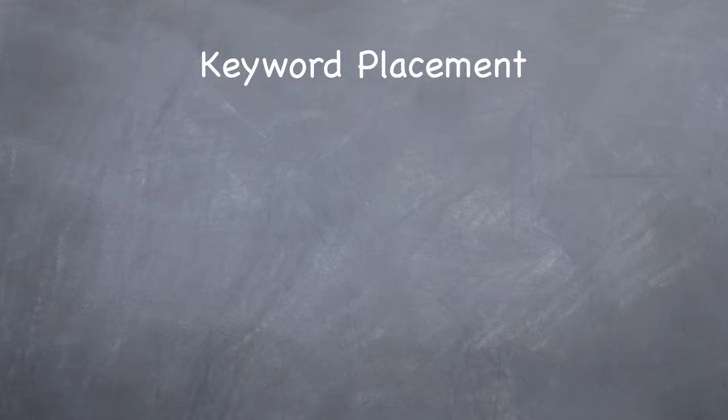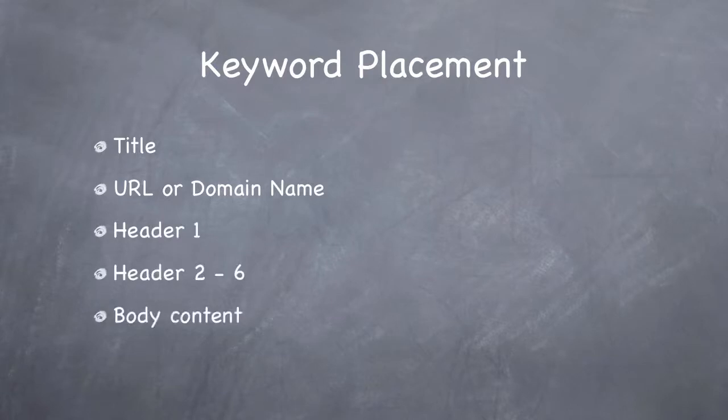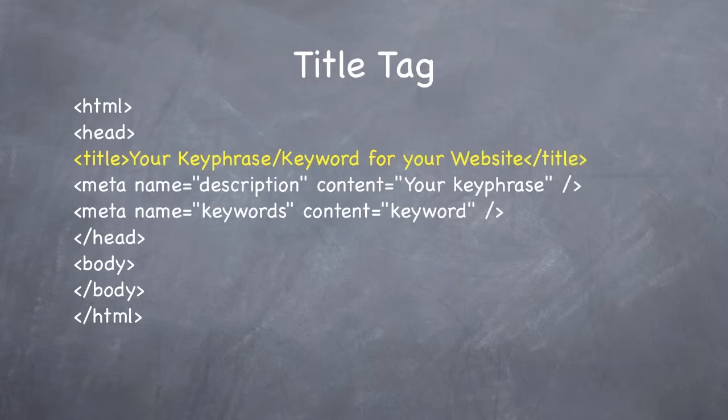Now, keyword placement. There's 6 places on your web page where you want to make sure to put your keywords whenever possible. The first would be the title tag, and then the URL or the domain name, the header 1, the headers 2 through 6, the body content, and the meta information. So talking about the title tag, that is the part on your browser that's right above the address bar that has the title of the web page that you're at. You want to make sure to put your keywords and your key phrases into the title tag, which goes in the head of your HTML document.